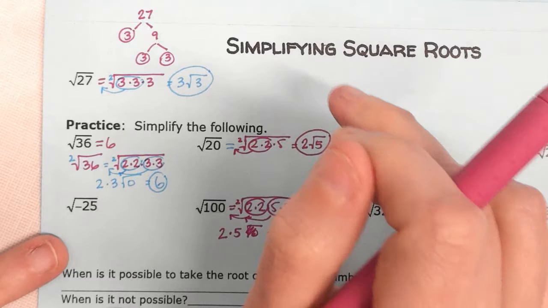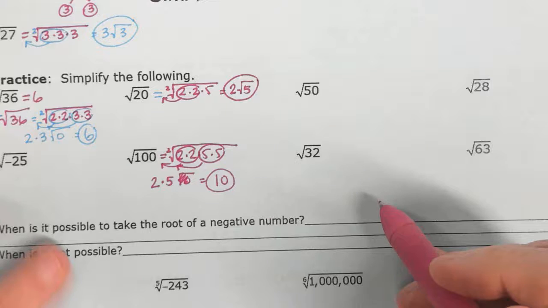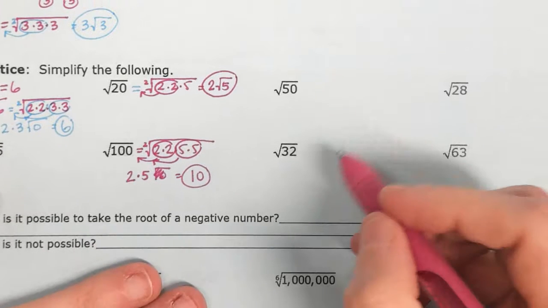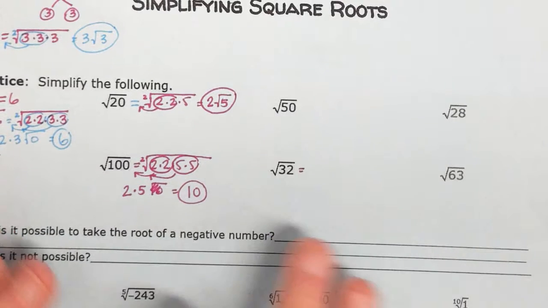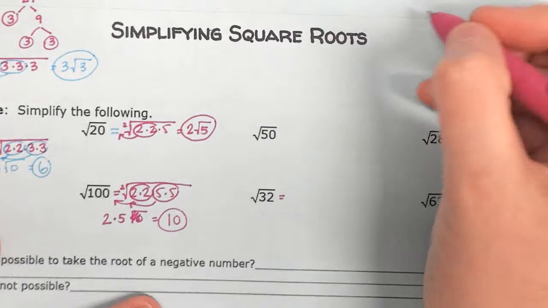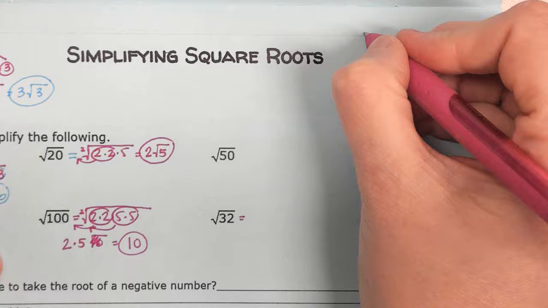Now, this one's a little bit more complicated. Okay, so let's try 30 square root of 32. We're not going to do all of these, okay? But let's try the square root of 32 here. So I'm going to go up here and do some prime factorization on 32.